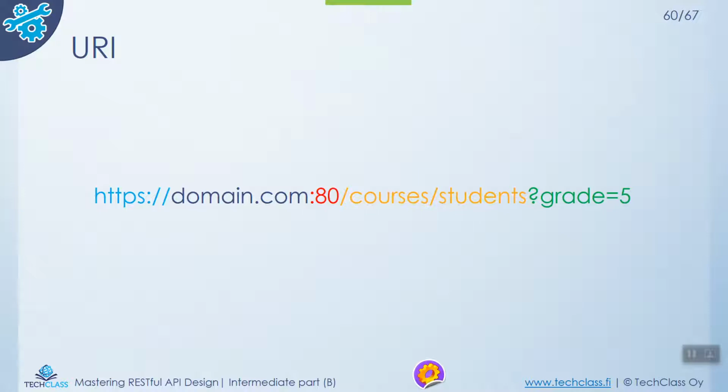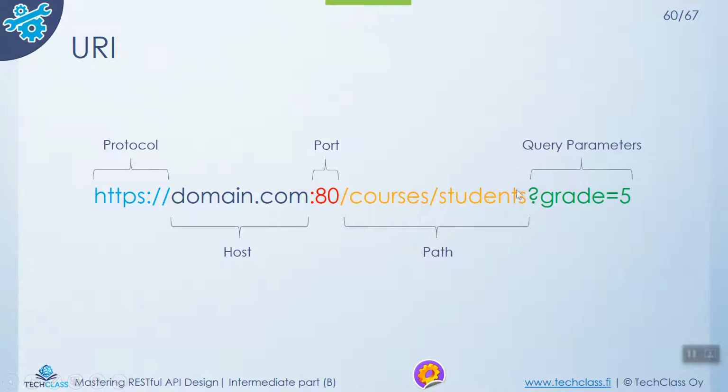Alright, now let's discuss URI. Here you can see an example of a URI, the anatomy of it. So here we have the protocol, which could be HTTP or HTTPS, whether it's a secure connection or an unsecure connection. Then we have the host as our domain name, and then the port, which in most cases is 80. And then we have the path, and in some cases we have the query parameter. So this is the anatomy of a URI.